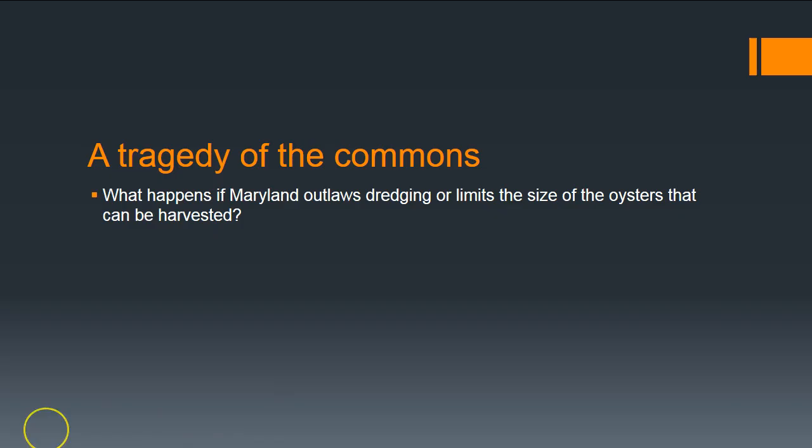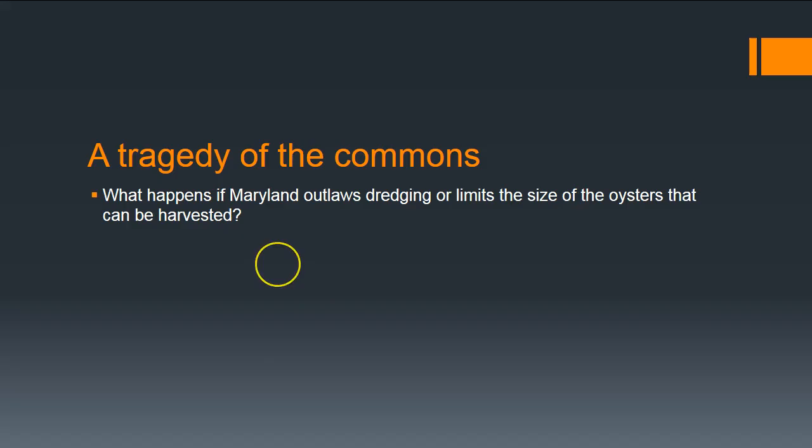Okay, so we've looked at this from the point of view of the individual fishermen, and we see it as a collective action problem. But let's look at this for a minute from the point of view of the states. If I'm the state of Maryland and I want to do something about this collective action problem, I can try to outlaw dredging, which is severely contributing to the problem, or I can try to limit the size of the oysters that can be harvested, or I can try to limit the size of the catches that people make. I can try to come up with some legislative remedy that will try to stem the problem.